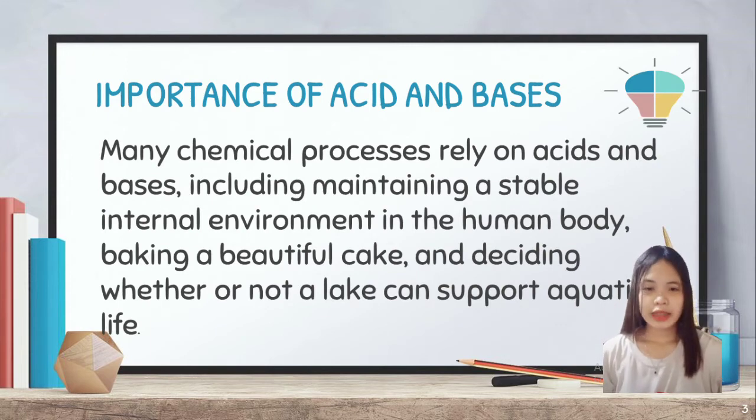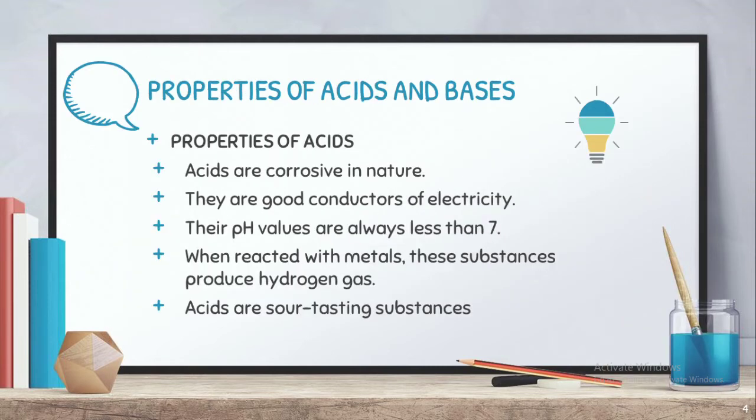Many chemical processes rely on acids and bases, including maintaining a stable internal environment in the human body, baking a beautiful cake, and also deciding whether or not a lake can support aquatic life. So we have here the properties of acids and bases.